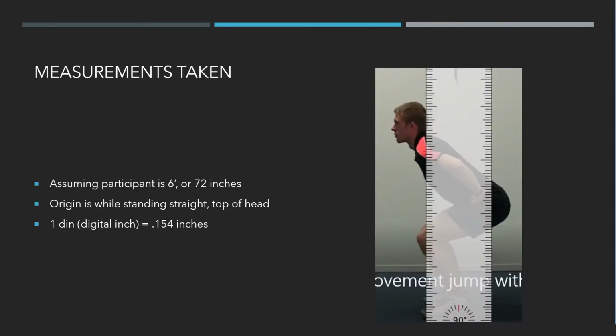Now, due to limited resources, I had to assume that the participant was 6 feet tall, or about 72 inches, and I chose the origin to be, while standing straight up, the top of the participant's head. And in order to get a measurement, I took a screenshot of each second in the video and aligned it with a digital ruler. And assuming that he was 6 feet tall, I chose each inch on the digital ruler to be 0.154 inches and used this to take measurements at each given second in the video.